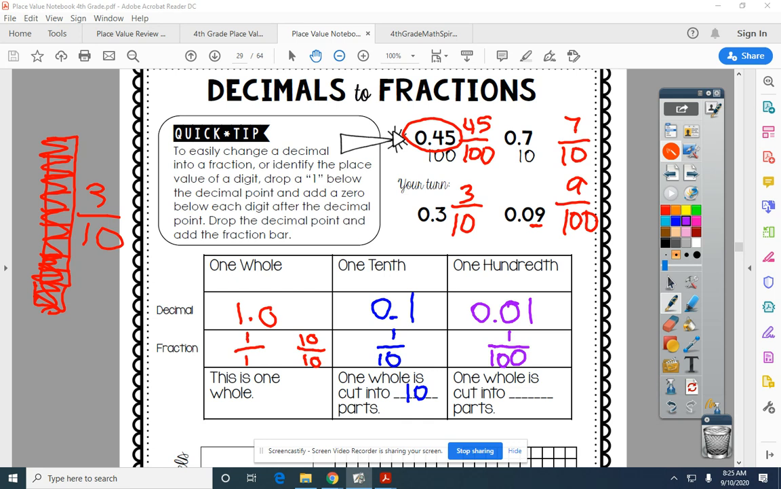So now again, one whole is cut into how many parts now? 100 parts. Yes, right. I have 100 parts and 1 part shaded. It's 1/100, right?